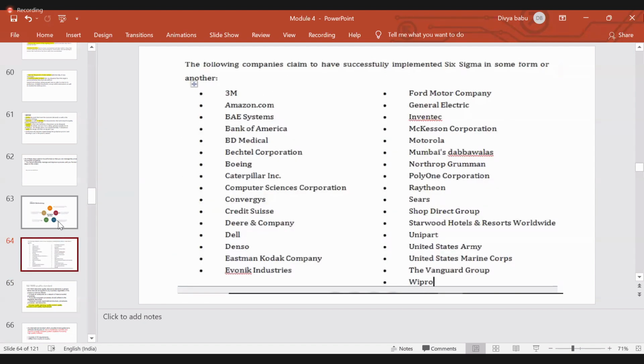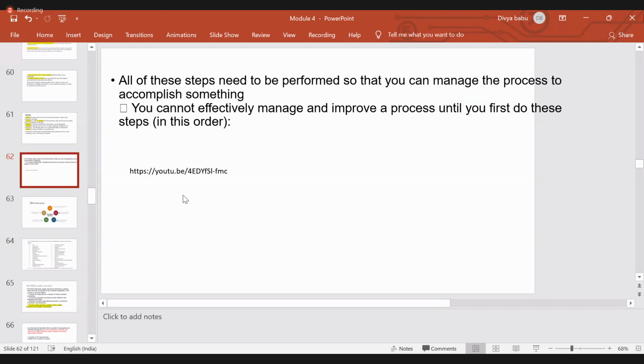Before going to the next topic, I will show you one small video which represents the whole concept related to Six Sigma. The concept will be clearer. So listen to the video.